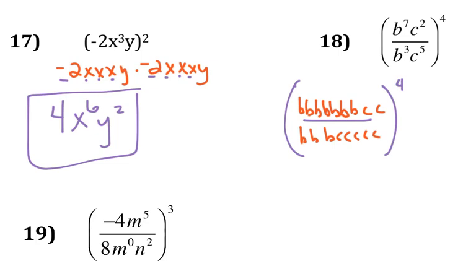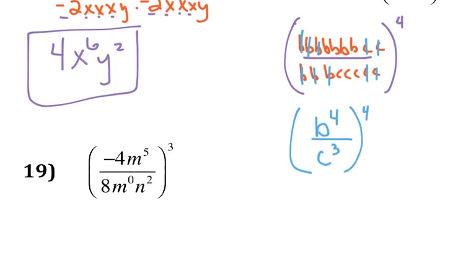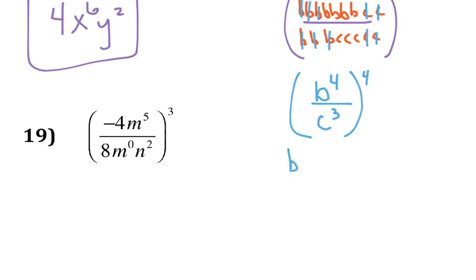And so what can I get rid of there? I can cancel b's, and I can cancel a couple of c's. So what I have left inside the parentheses is b to the 4th power over c to the 3rd power. Now that's a lot easier to think about multiplying something like that. So if I have b to the 4th, I'm going to write this out the long way, and you may not need to write it out the long way. You might be able to just do this in your head, and that's fine, but if you don't, you need to understand what your backup plan is.